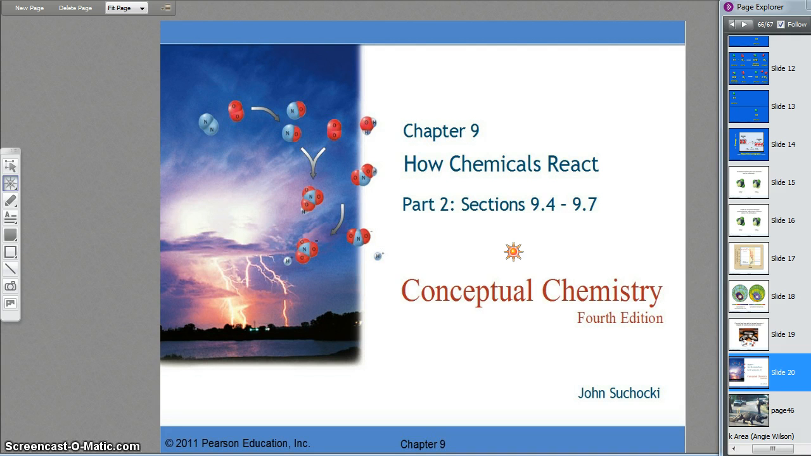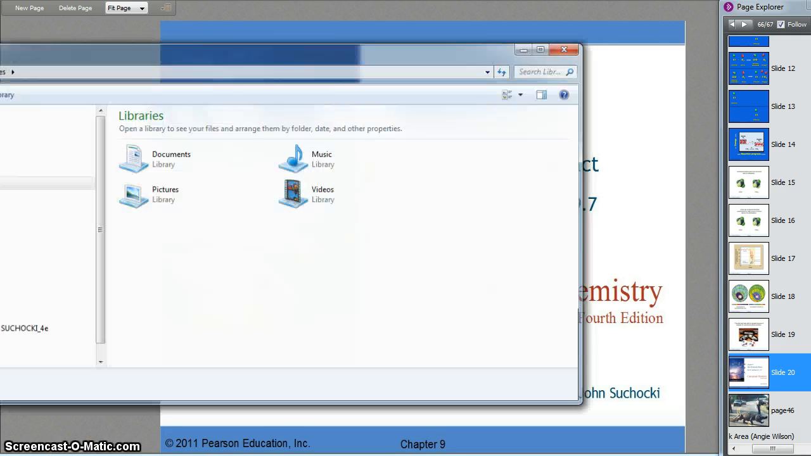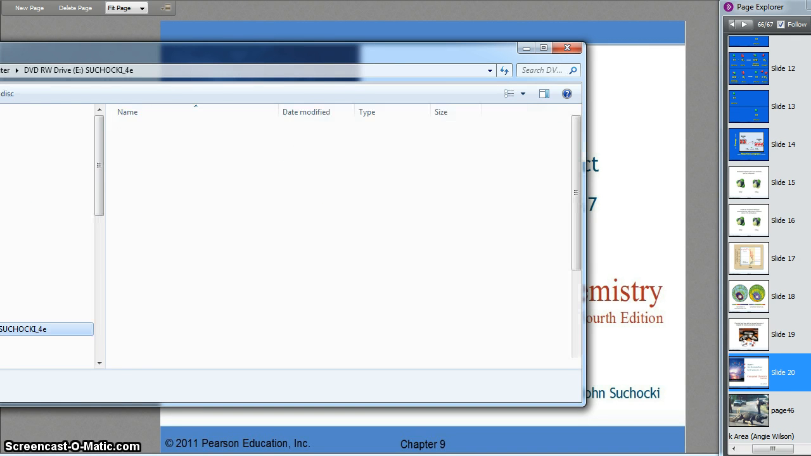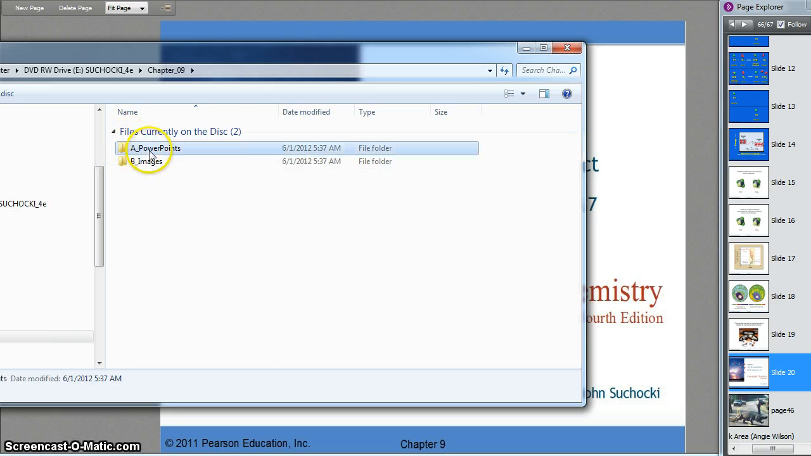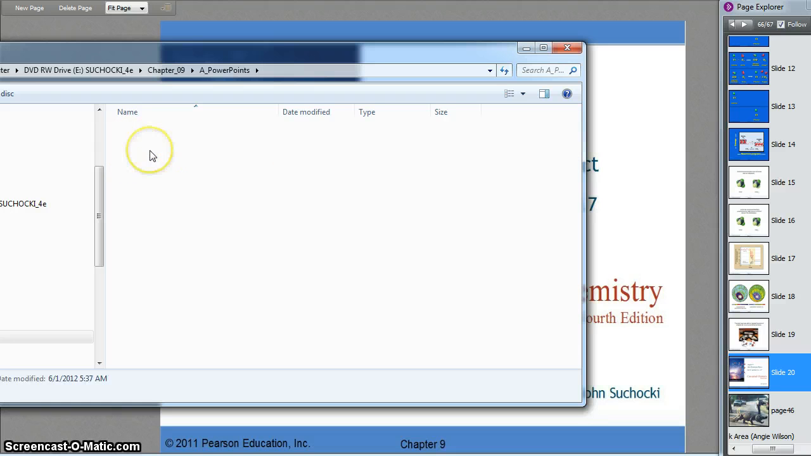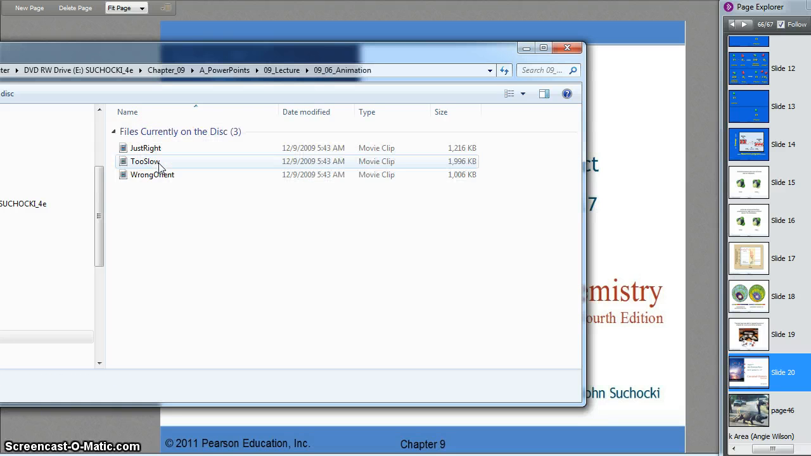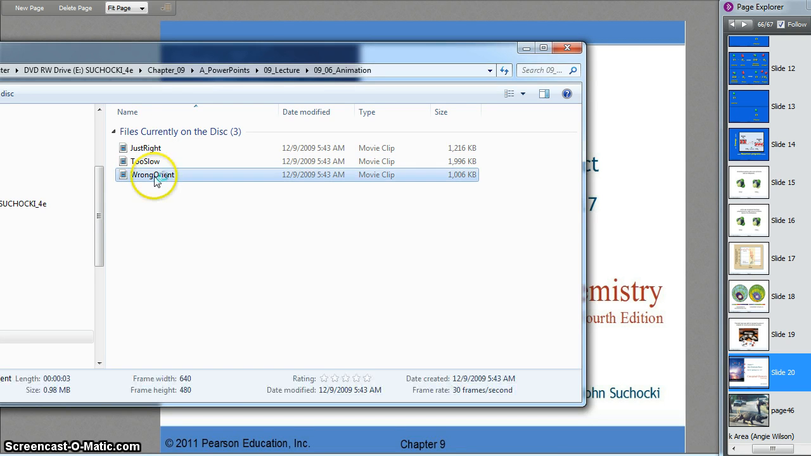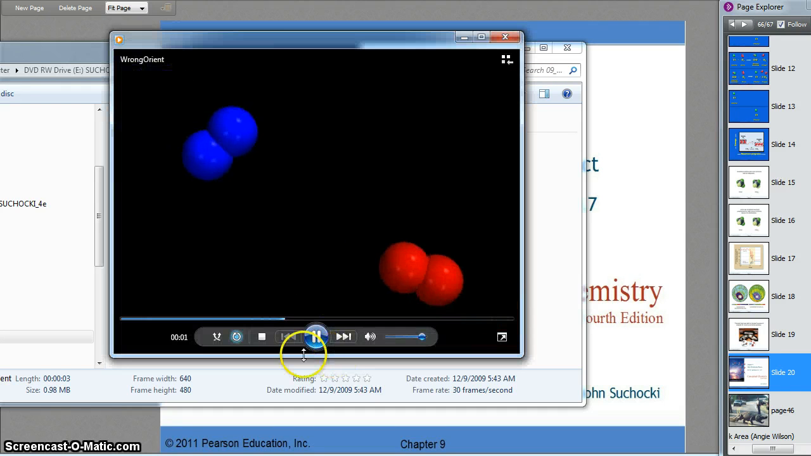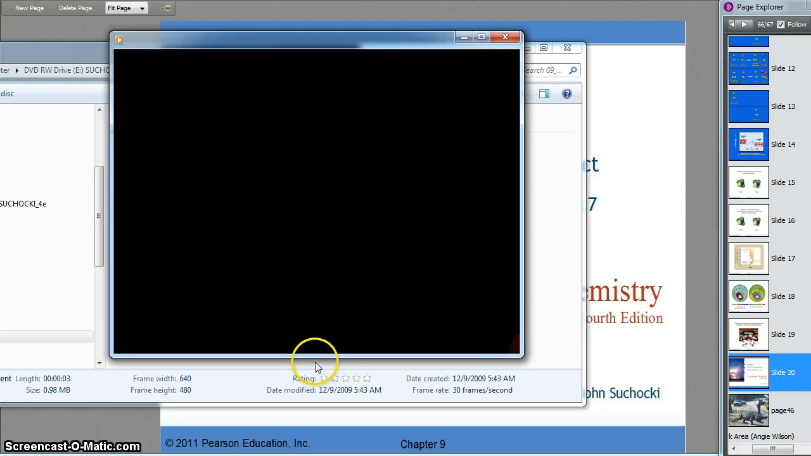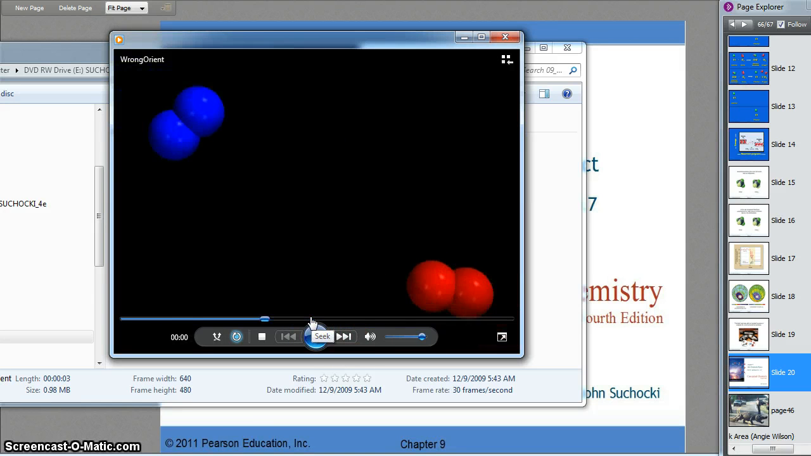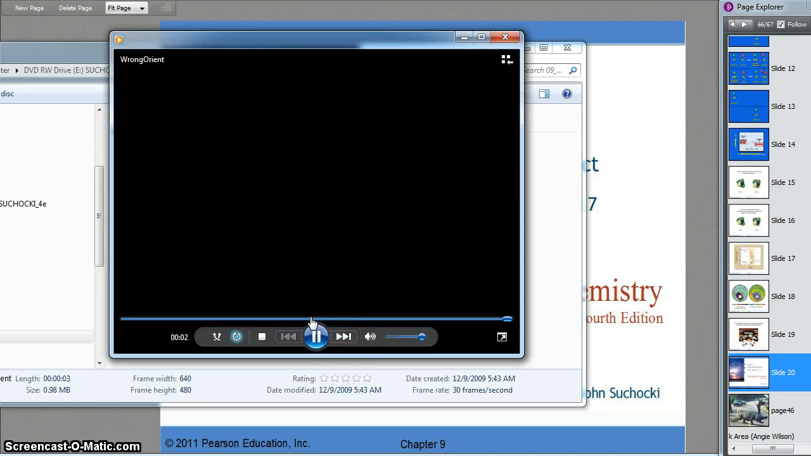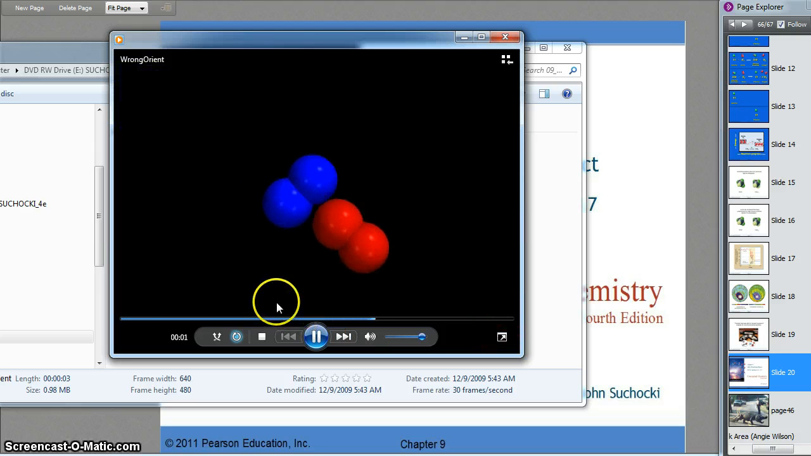Now, at this point, I want to see if I can show you some of these other animations that I tried to show before and I didn't know how to make happen. So let me grab this up really quick. I wanted to show you the wrong orientation. This was from the last section. Here are two molecules colliding from the wrong orientation. See, if they aren't lined up parallel to each other, they can't combine with each other.